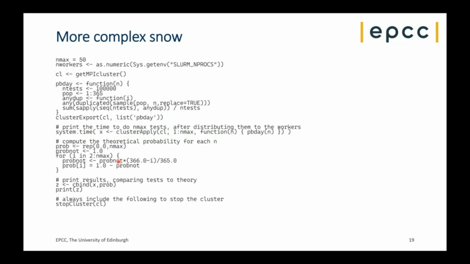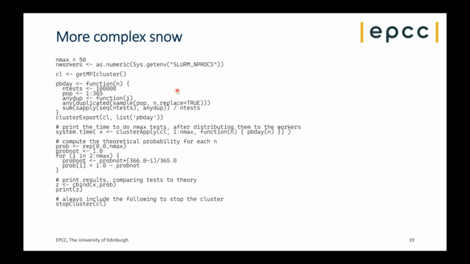And then once we get the data back, we can do some work on it and stop the cluster at the end. So this is the kind of thing you can start to write in R using some of the parallelization packages like Snow, which let us split up work.